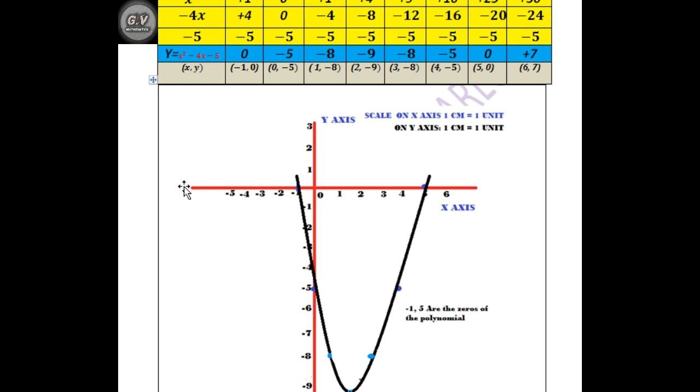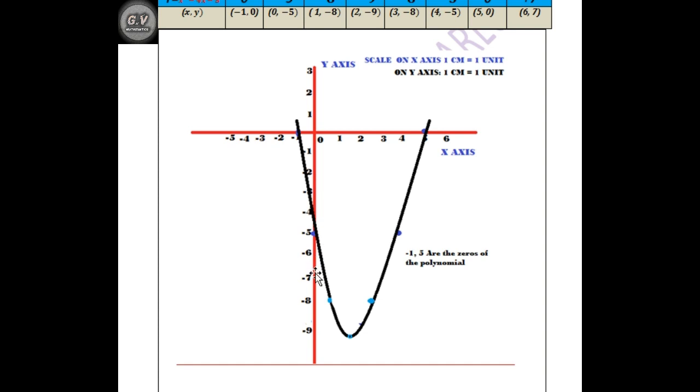So here this is the y-axis. The vertical line is taken as the y-axis and the horizontal line as the x-axis, because here we have to consider all the negative values.